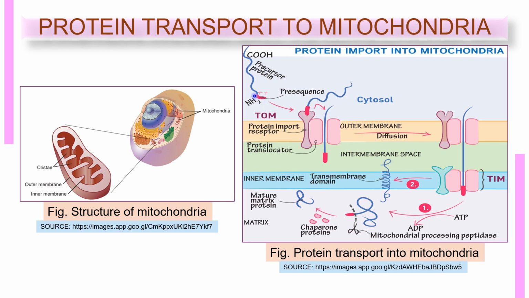The pre-sequences of the proteins first bind with the translocase of outer membrane complex, or TOM complex, which directs and transfers the protein through the translocon present in the outer mitochondrial membrane. The pre-sequence directs the protein through the TOM complex to the translocase of inner membrane complex, or TIM complex. After the pre-sequence of the protein enters the matrix, it is removed by mitochondrial processing peptidase, MPP, and the imported protein is then folded by the mitochondrial chaperone proteins.